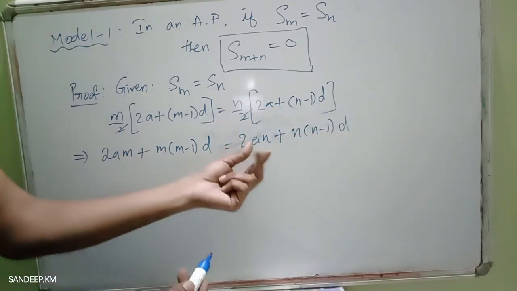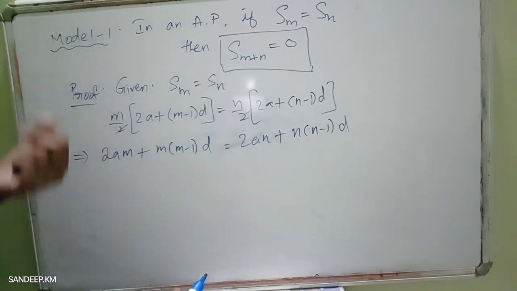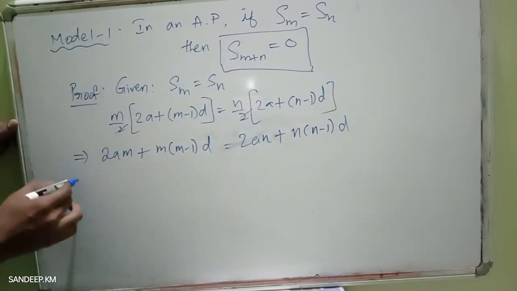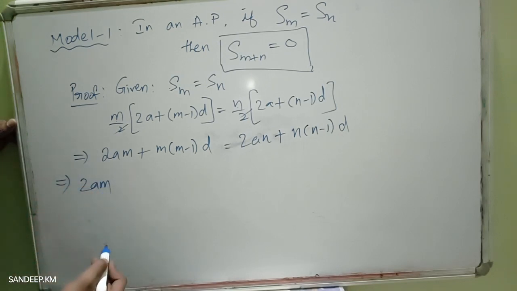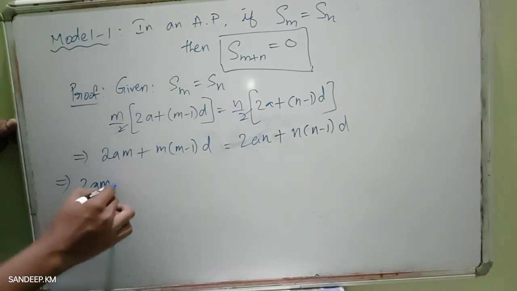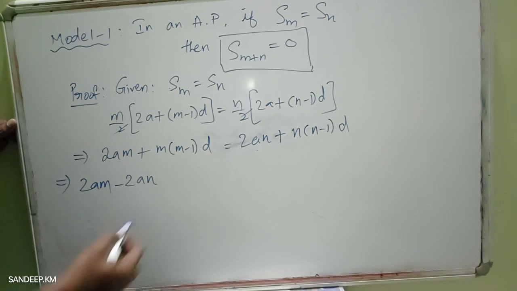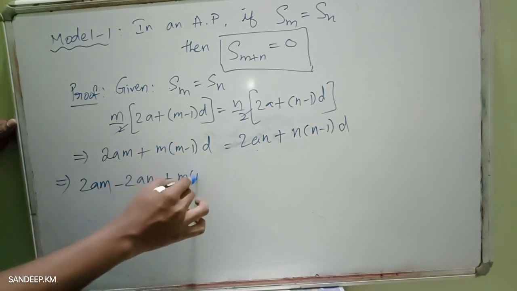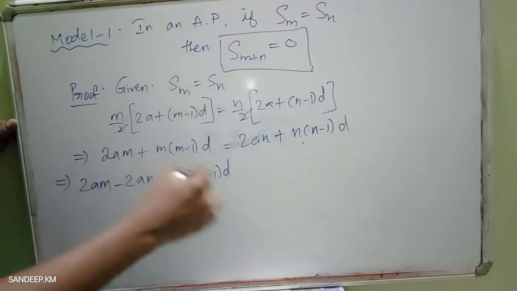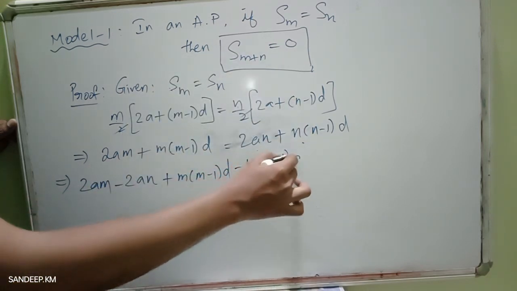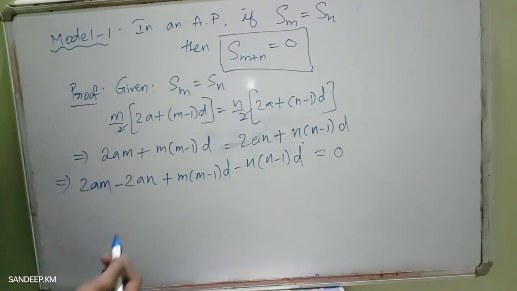And I will take all these terms to the left side. I will transpose it. So what do we get? 2am, and plus 2an comes this side, minus 2an, and then plus m into m minus 1 into d, and if plus of this term comes left side, minus n into n minus 1 into d equal to 0.